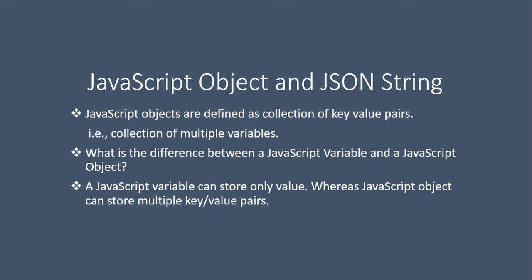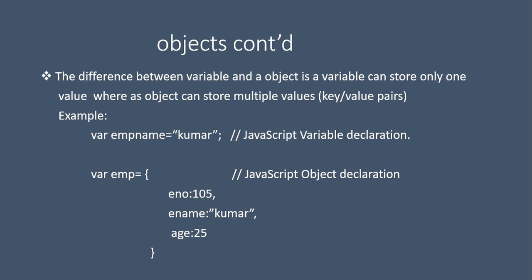First of all, the question is: what is the difference between an object and a variable? A variable contains only a single value, whereas an object contains multiple key values. A variable can store only one value, whereas an object can store multiple values. Here is the example. Here emp name is a variable, it is storing only one value. Coming to emp, it is storing multiple values along with ename Kumar.